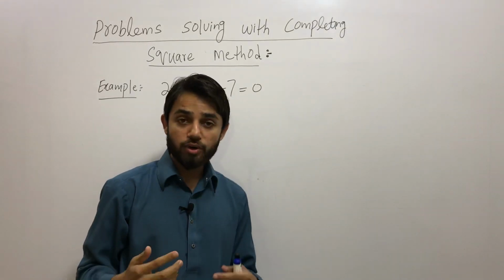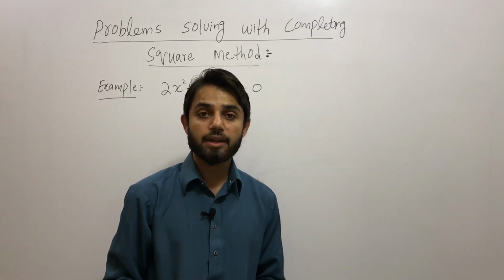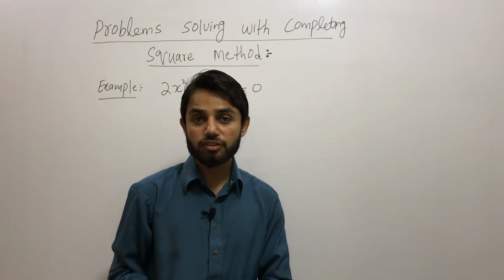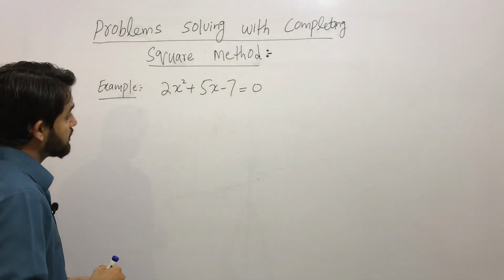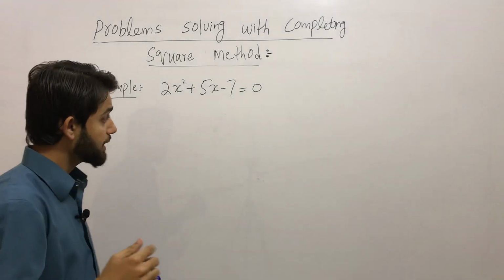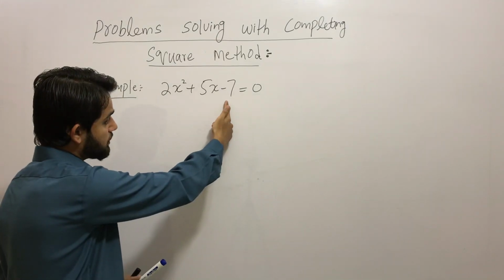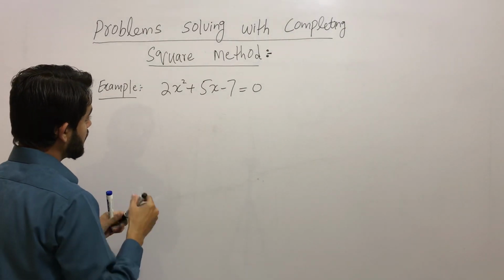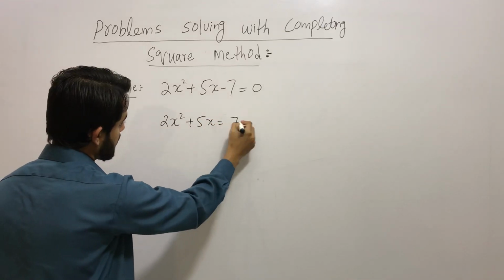So today we are going to take two examples and learn how we can apply the completing square technique on those two examples, and then we'll get our solution. The first example that we have taken is 2x square plus 5x minus 7 equals to 0. Like I said in my previous video, the first step is to shift your constant from this side of the equation to the other side. So this is what we are doing over here. So this would become 2x square plus 5x equals to 7.